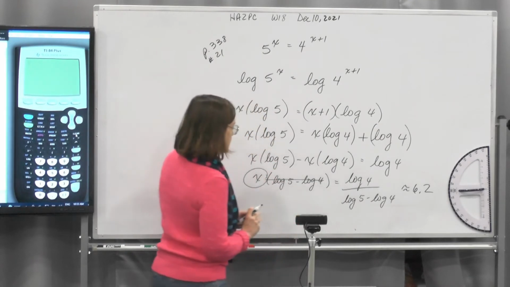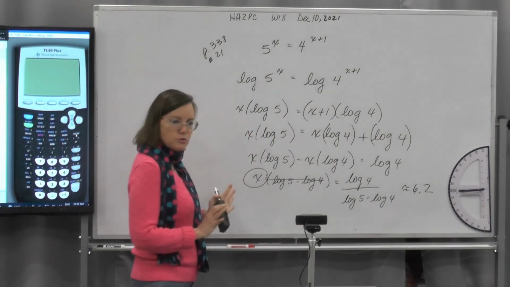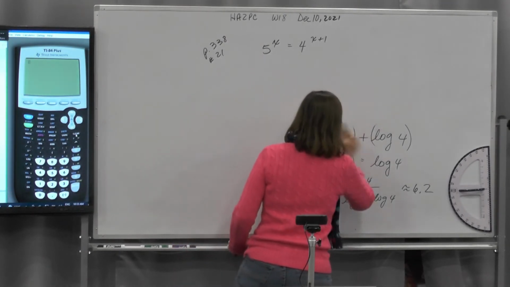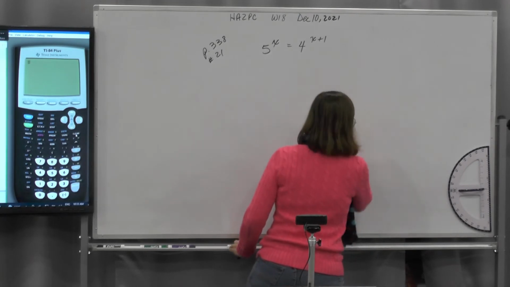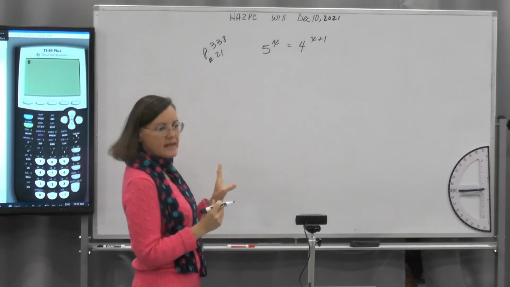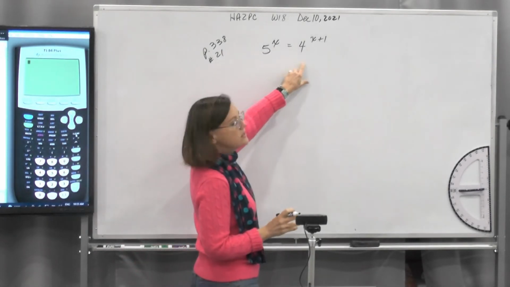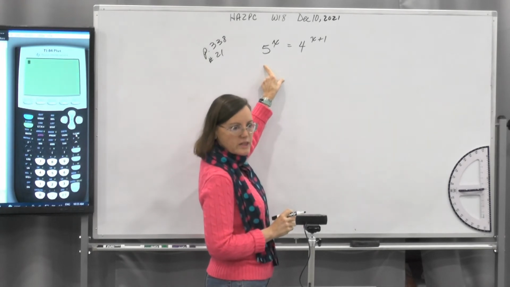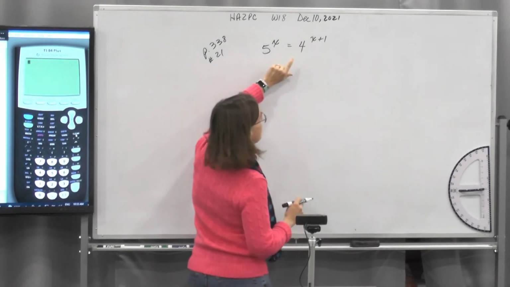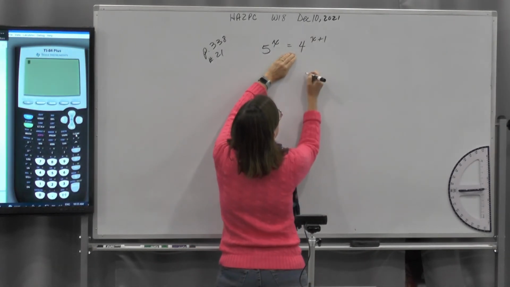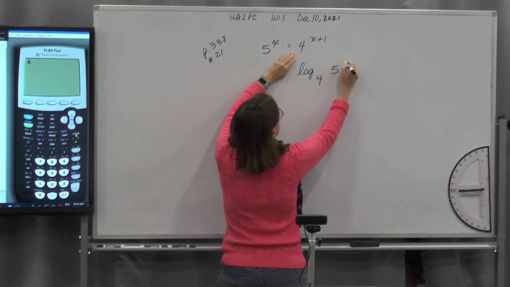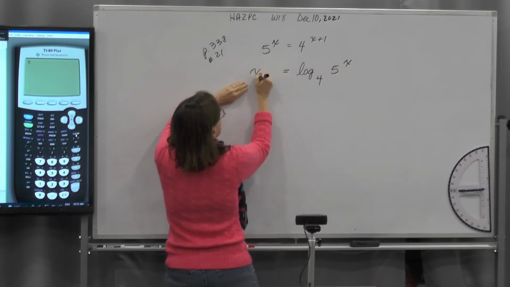There's another way to do this. I'm going to show you method 2. You can choose which way you want to do it. The other way involves just picking a base and choosing one of the two sides, expressing the whole thing as one log. Because this is the most complicated exponent, I might go here. I'm going to say log base 4 of 5 to the x is equal to x plus 1.